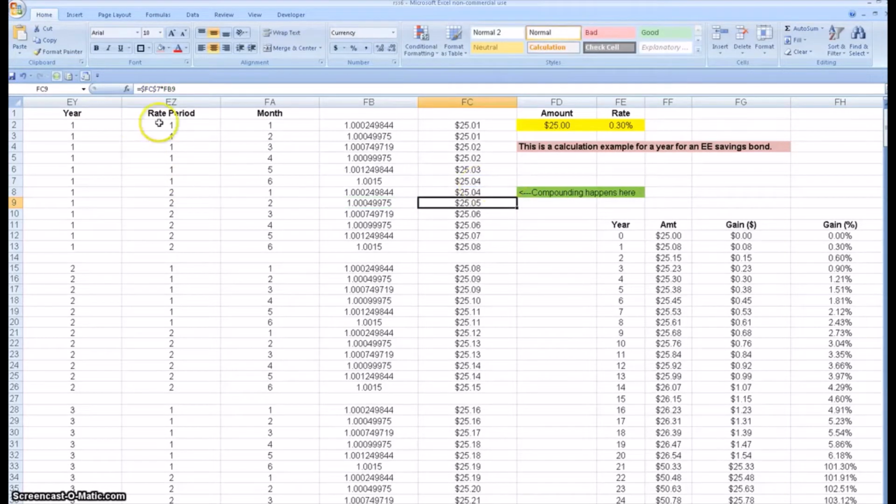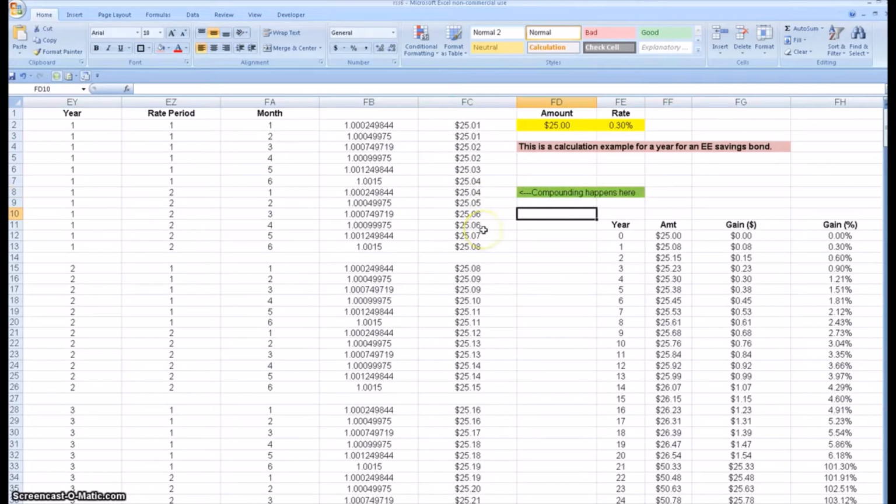Again, you need to make sure you understand the rate periods. There are 2 rate periods a year. Label the months 1 to 6, then start over 1 to 6, and calculate these adjustment factors. The main thing is to make sure you take this compounding into account.